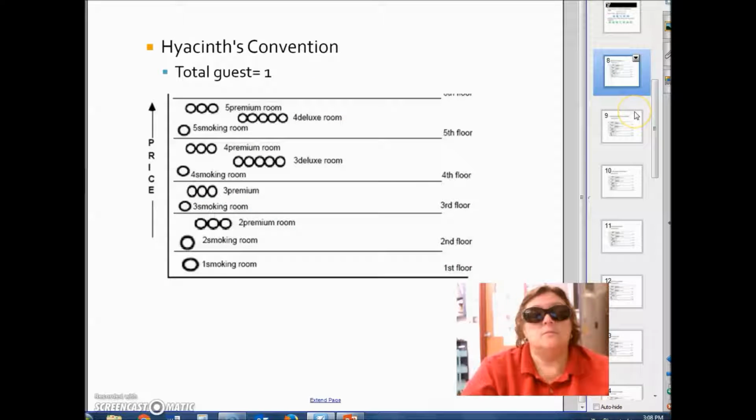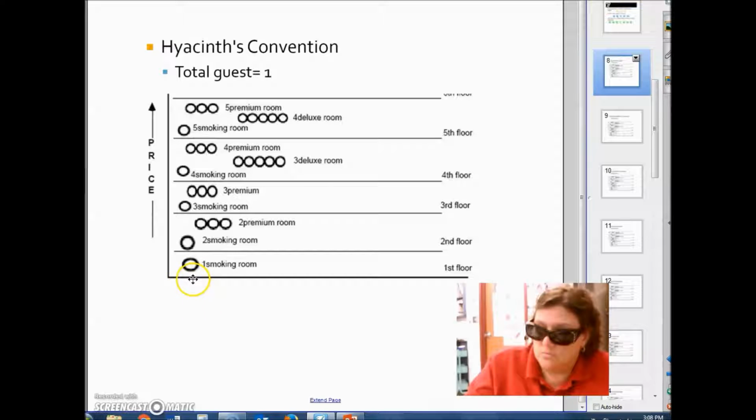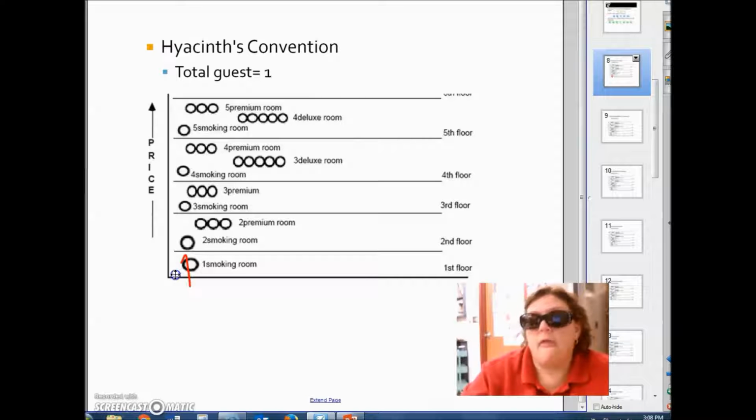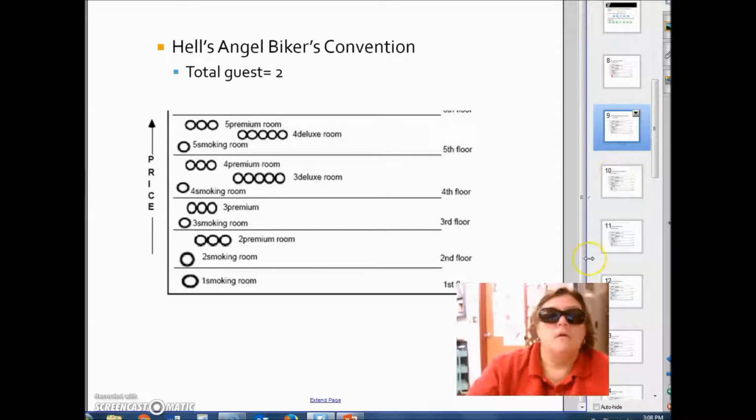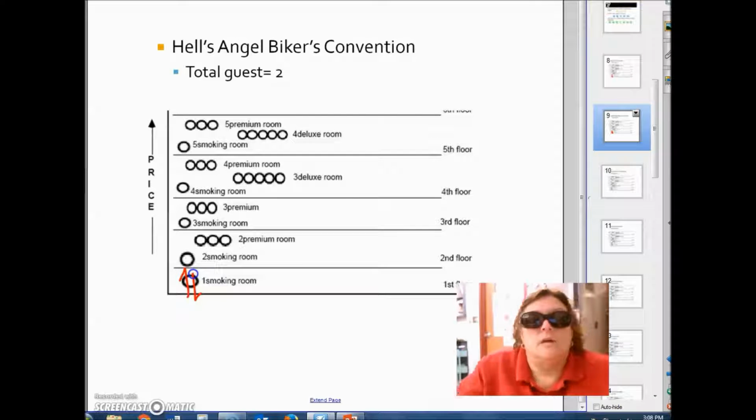Our first convention comes to town, and it's the Hyacinth Convention. We have one guest. Where are we going to put him? Well, Hund's rule, or Aufbau's rule, says start at the lowest room available. So he goes into the first level smoking room. The Hells Angels Convention comes, and we have two guests. What's the rule? We start at the bottom. We go in the first level, and we have to sleep one guy's head up, one guy's head down.